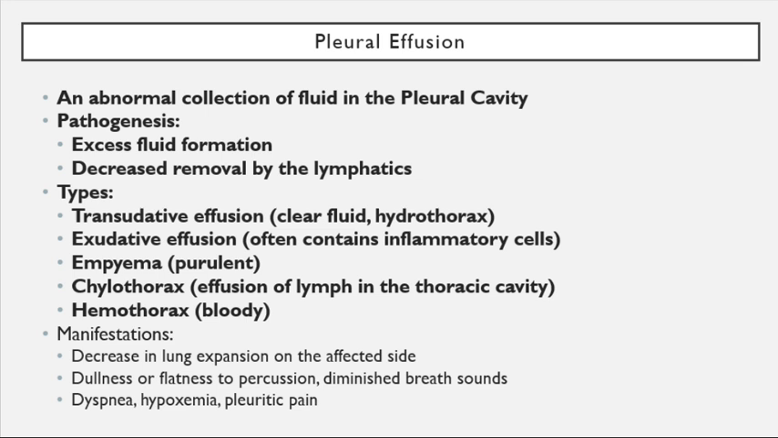With pleural effusions, there's an abnormal collection of fluid in the pleural cavity. This is where you have fluid in that cavity where there's supposed to be nothing. Just like the inflammation, the fluid is pushing back on the lungs. You have excessive fluid in that area, and it's not being removed by the lymphatics that can remove it. And there are a whole bunch of different types.